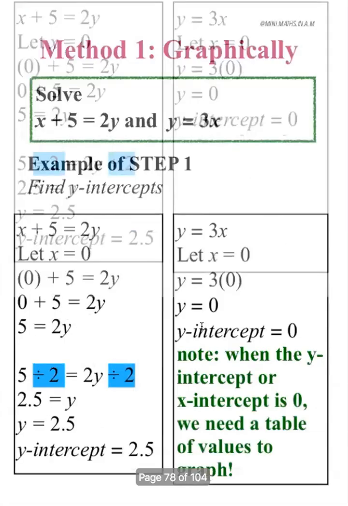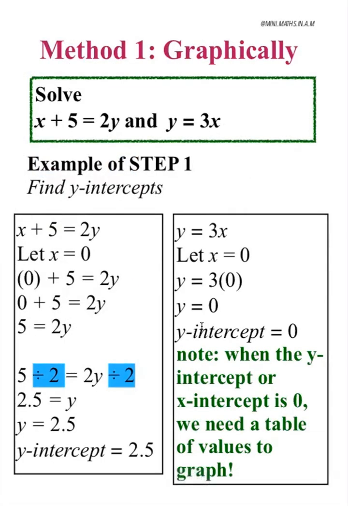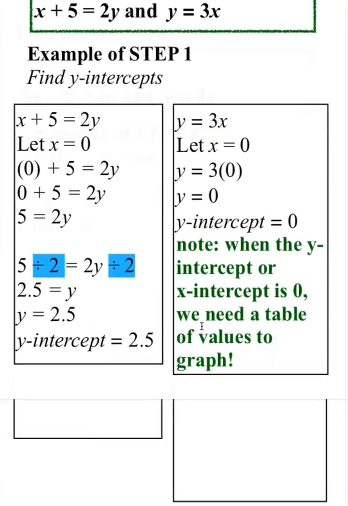And I've just got an important note here. And that's just when our y-intercept or our x-intercept is 0. And if either of them is 0, it means they're both 0. So if either of them is 0, then we're going to need a table of values just to draw our graph, because we're not going to have quite enough information. And we'll see what that looks like on the graph later.